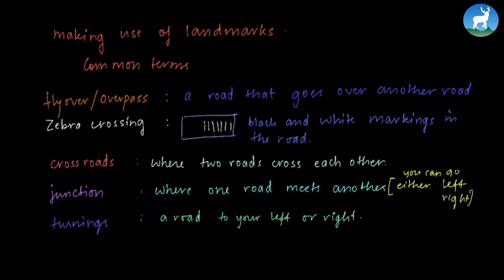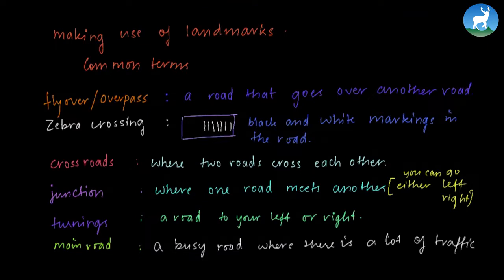Okay, so another landmark is the main road. Main road is a busy road where there is a lot of traffic. You can have lane as your landmark, and it means a small road. It's similar to footpath. It's actually a part of the road.